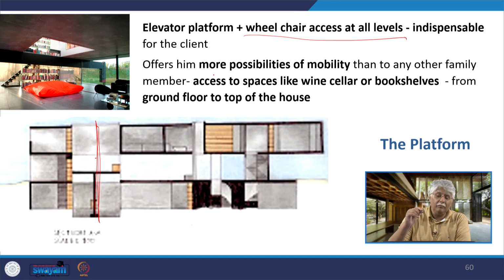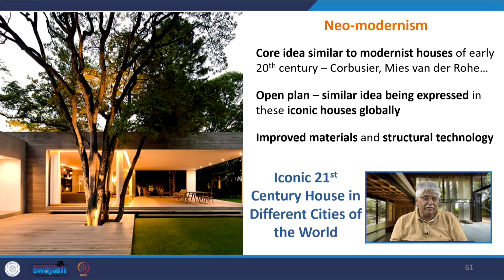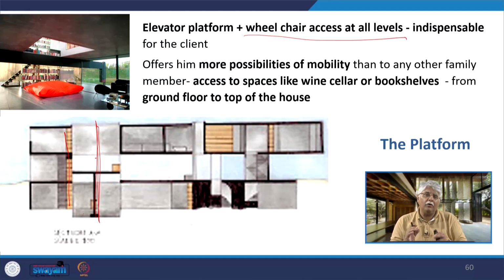It offers him much more possibilities than the other members of the house, because there are certain areas like the library here, or even the wine cellar, directly accessible to him as he moves on the platform. So the whole house was designed keeping him as the focal point of the design. Thus we find modernism plus inclusivity in this house.